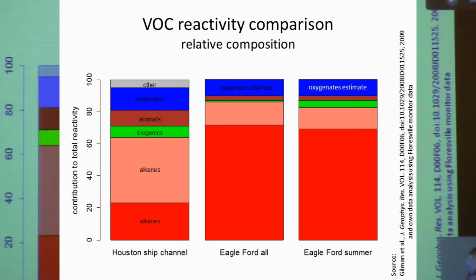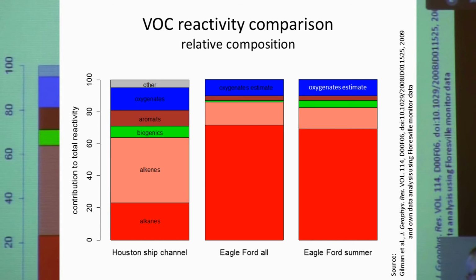Alkenes in Houston come from a variety of sources, but are mostly coming from the petrochemical industry, ethylene being one of the major compounds, not too surprising when you consider how many places produce polyethylene in the Houston Ship Channel. There's also a significant contribution of biogenics in Houston, because we have a significant amount of oak trees in the area.